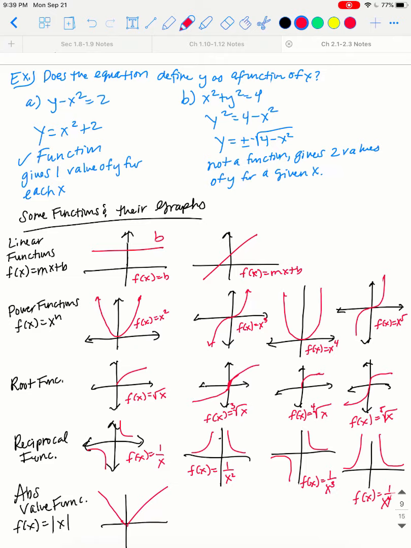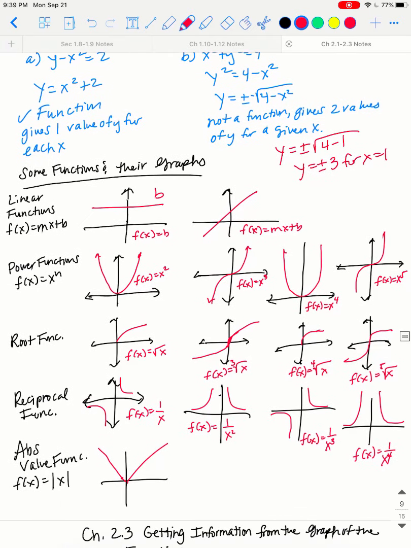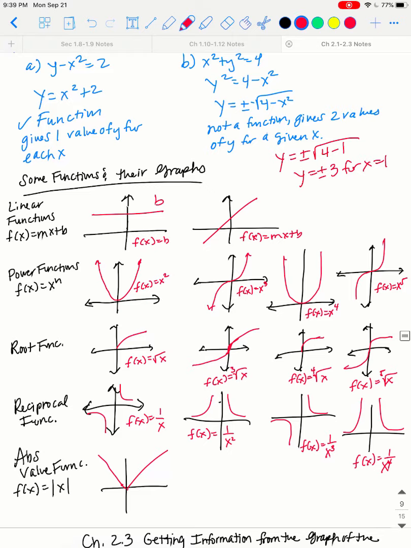Let's try x squared plus y squared equals 4. So we get y by itself. We have y equals plus or minus the square root of 4 minus x squared. So this isn't a function because it gives two values of y for a given x. Say we had an x of 1. So y would be plus or minus the square root of 3 for x equals 1. So it's not a function because there are two different values of y for x.